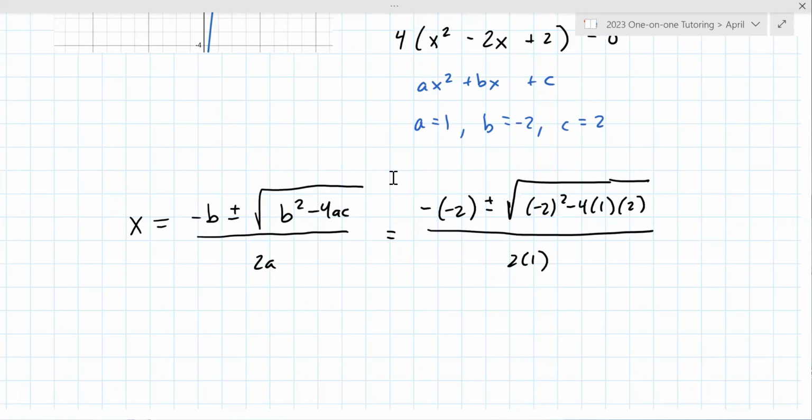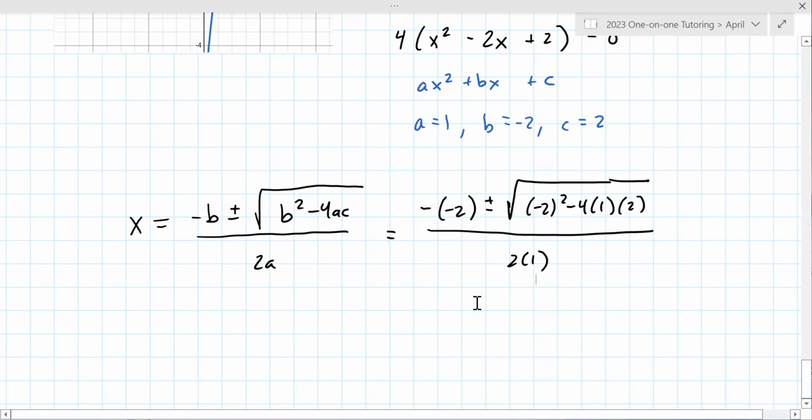All right. So the part under the root is the most challenging for most students. So we'll just focus there. Minus 2 squared is 4. Minus 4 times 1 times 2 is 8. So under the root, it becomes plus or minus the square root of -4 over 2, like this.